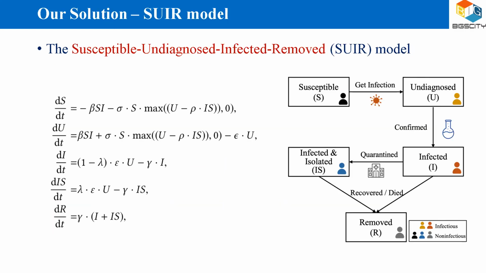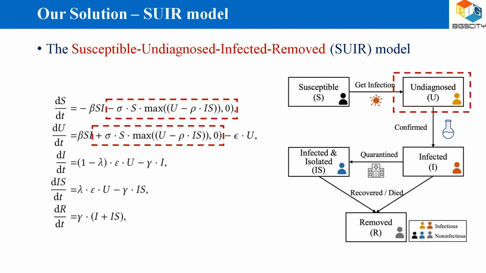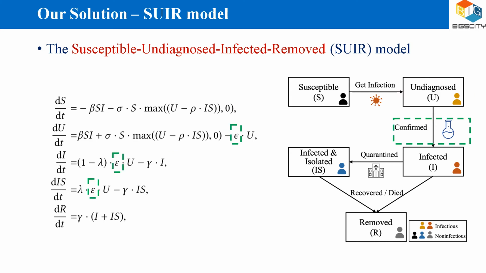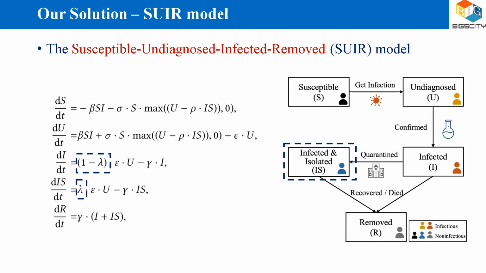Therefore, we propose the SUIR model, with 5 compartments and several modifications included. First, we inject an undiagnosed state into the model. This state refers to patients who are infected but have not been confirmed by laboratory. Second, we incorporate the diagnosed rate epsilon to model the transition speed between undiagnosed and infected. Third, we include the quarantine rate lambda of the infected individuals, since some of the infected patients cannot be quarantined and continue to cause infections. Therefore, each patient will go through 4 or 5 stages in our model.